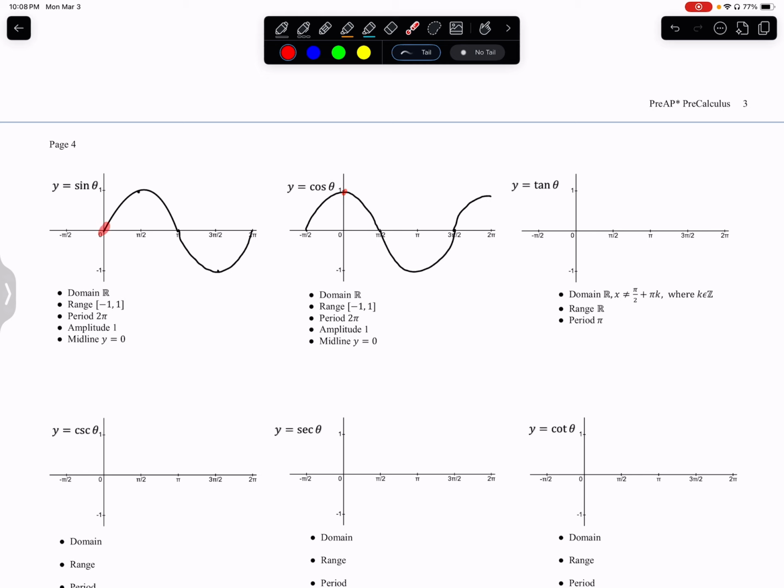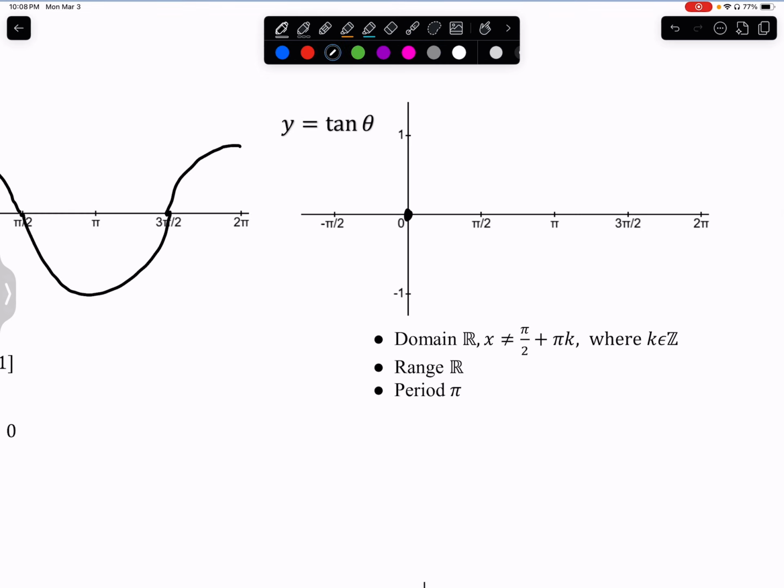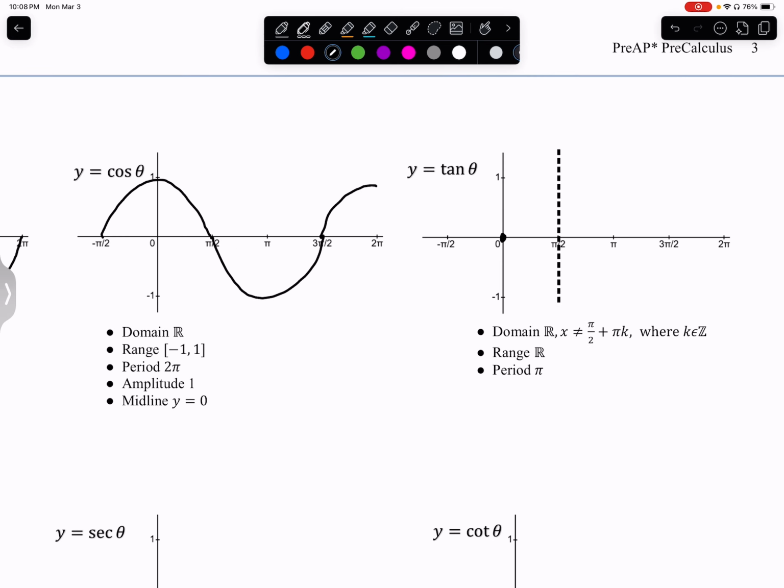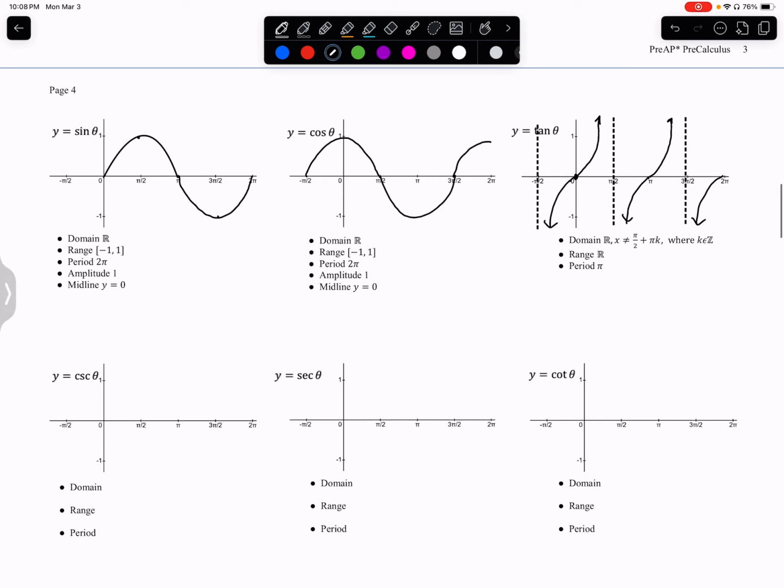So 0 divided by 1. So I'm starting out here at 0. And then at pi over 2, I've got a vertical asymptote. 3 pi over 2, I've got a vertical asymptote. Negative pi over 2, I've got a vertical asymptote. And in between, I've got these shapes that resemble, but are not actually, x cubed. So there's sine, cosine, and tangent.